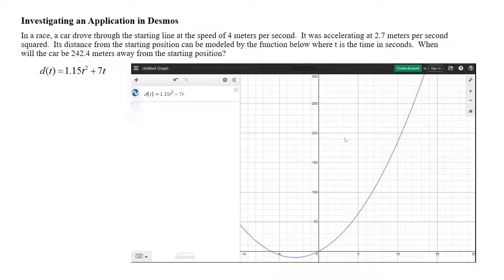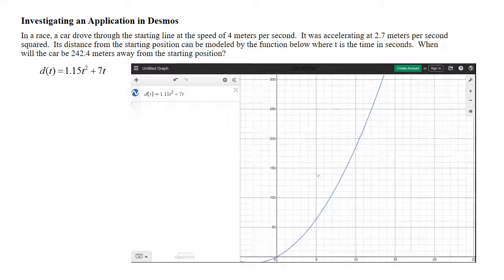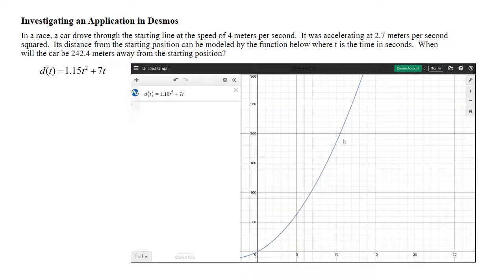Now this is an application, so technically I'm really only interested in values that are positive. So I'm just going to move the graph so you're really just seeing positive values of the graph. If we click on it, we can see that we have an x-intercept here, and it is also corresponding to a y-intercept. The graph is going to continue up from this point on, so we don't have any other significant x or y-intercepts to our application. What we want to answer, though, is a question about when the car will be 242.4 meters away from the starting point.